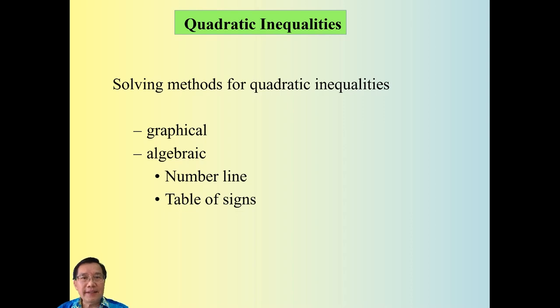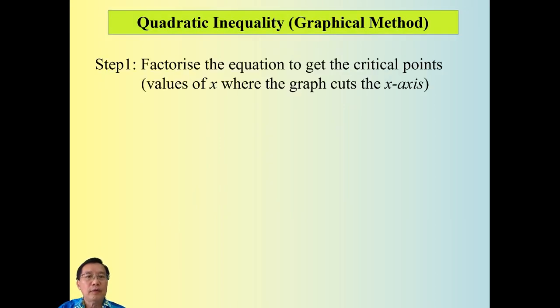Quadratic inequalities. Solving methods for quadratic inequalities. Number one, we can use the graphical method, or we can use the algebraic method, namely the number line method or table of signs. For the graphical method, step 1 will be to factorize the equation to get the critical points. These are values of x where the graph cuts the x-axis.